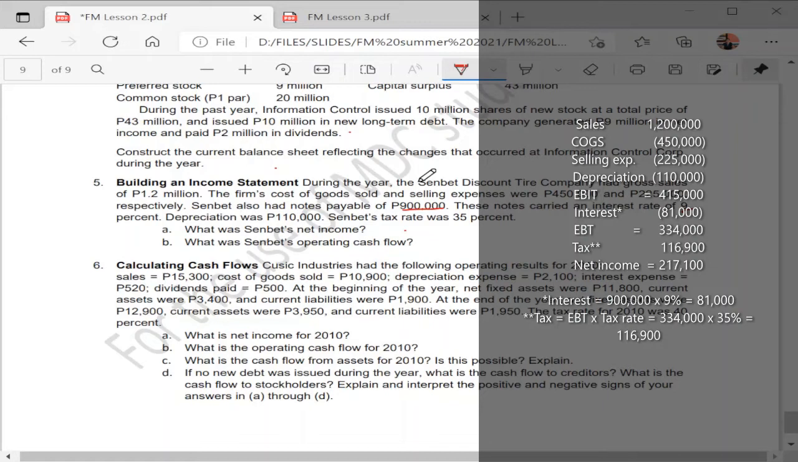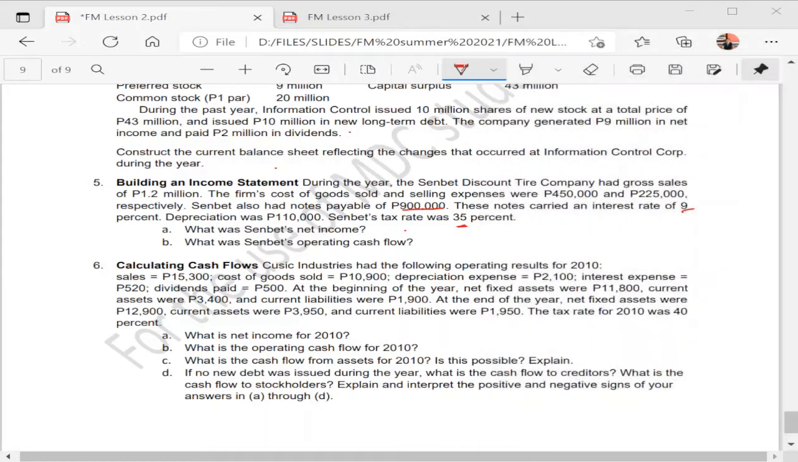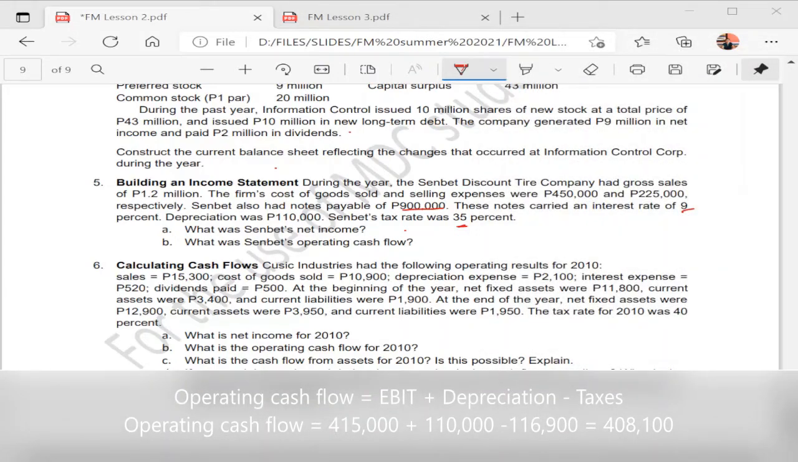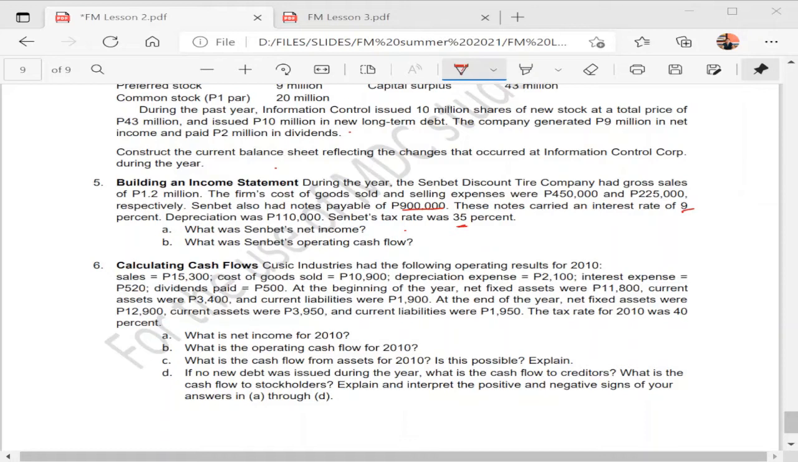334,000. But we do not stop there yet. That's not yet the net income. We deduct the 35% in income tax. So 35% of 334,000 is 116,900. But if we want to shortcut the process, 334 times 65%. So you will get 217,100. Next, how much is the operating cash flow?